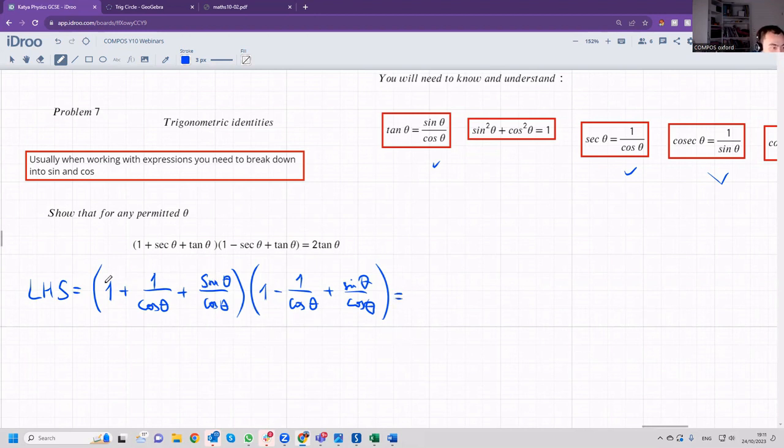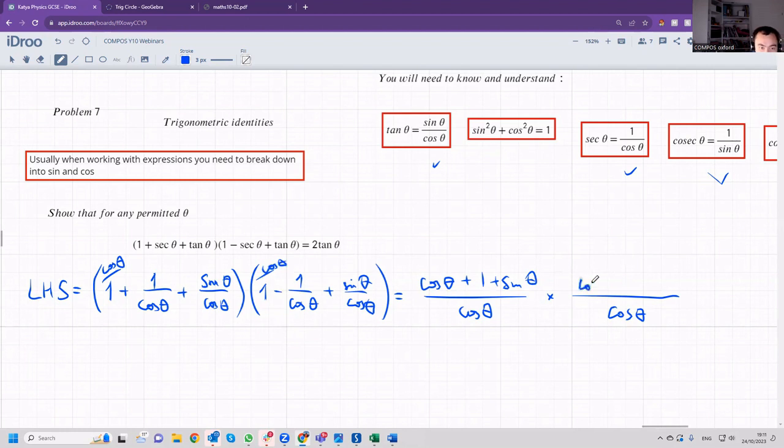So what can I do? Well, the 3 terms, I can find the common denominator. The common denominator is cos theta. So I multiply this by cos theta, and I have cos theta plus 1 plus sine theta over cos theta. I don't need brackets anymore, so I drop the brackets, and here it's the same cos theta, and I multiply this by cos theta, so it's going to be cos theta minus 1 plus sine theta.